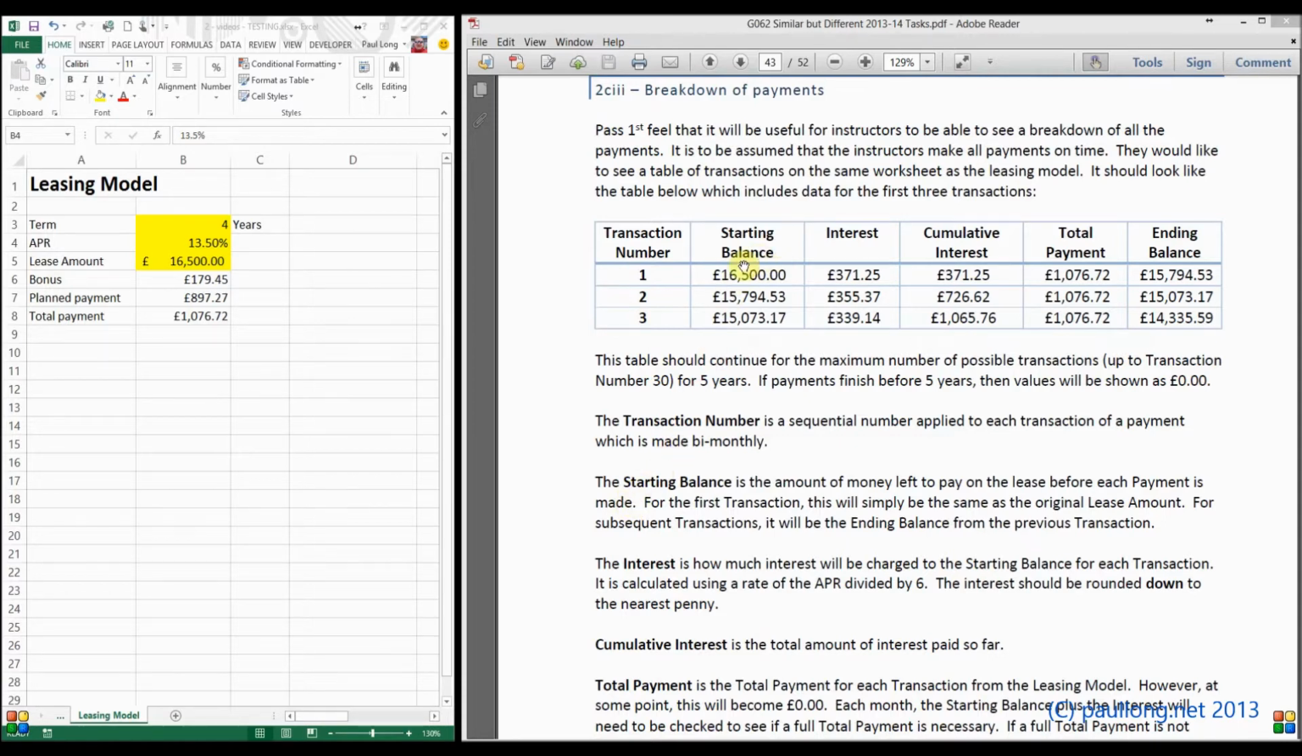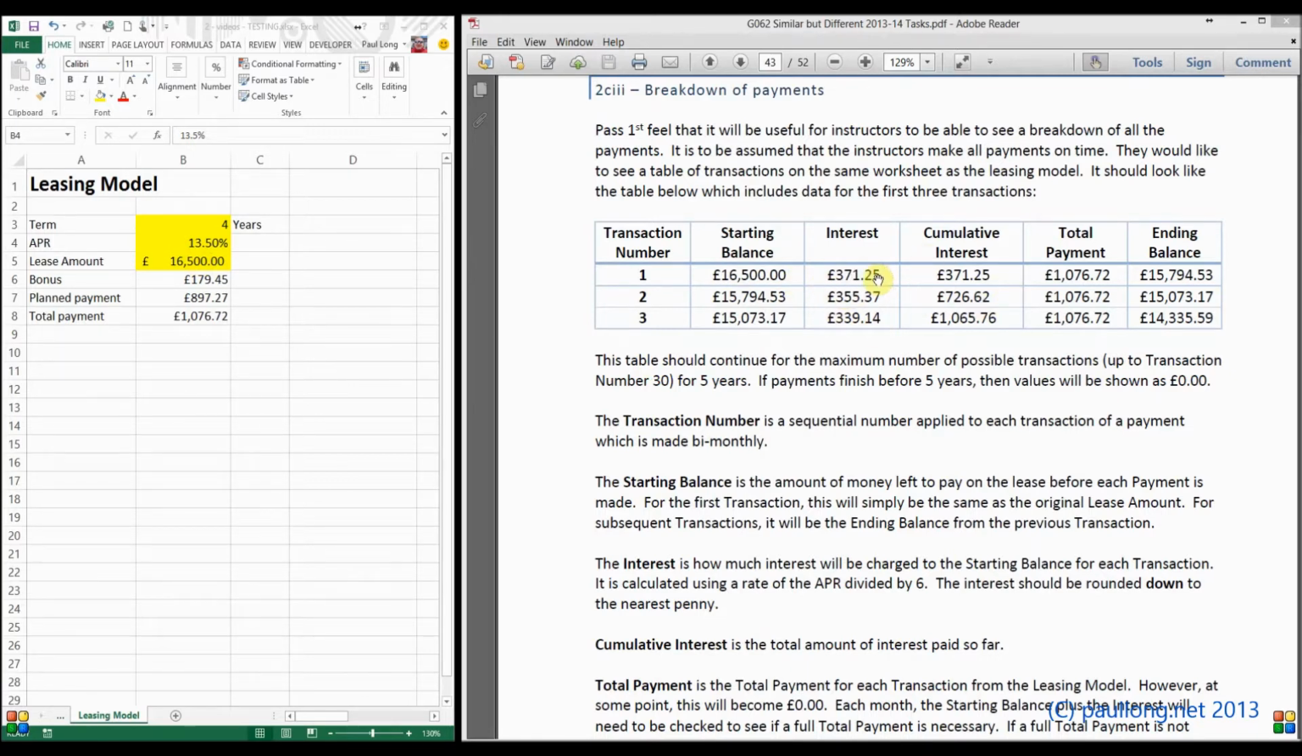Next we have our starting balance. Well, our starting balance will be the value of the lease to start off with in the first row. So if you look here, 16,500, that is what the balance is. Now that's just what we're putting in here this time. Of course that 16,500 can change and the whole table will change.